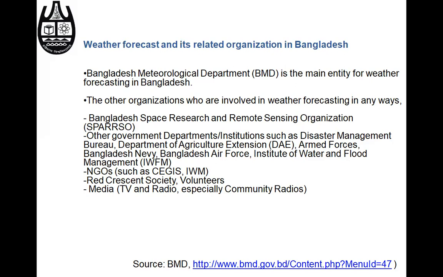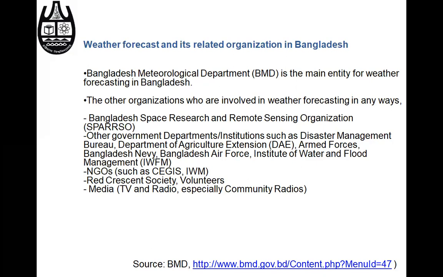Other than SPARSO, there are other government departments that also help during the collection and dissemination of information to the general mass. Such organizations include, for example, the Disaster Management Bureau, the Department of Agricultural Extension, Defense, and a couple of institutes of water and flood management. They are involved in disseminating this information in different ways.